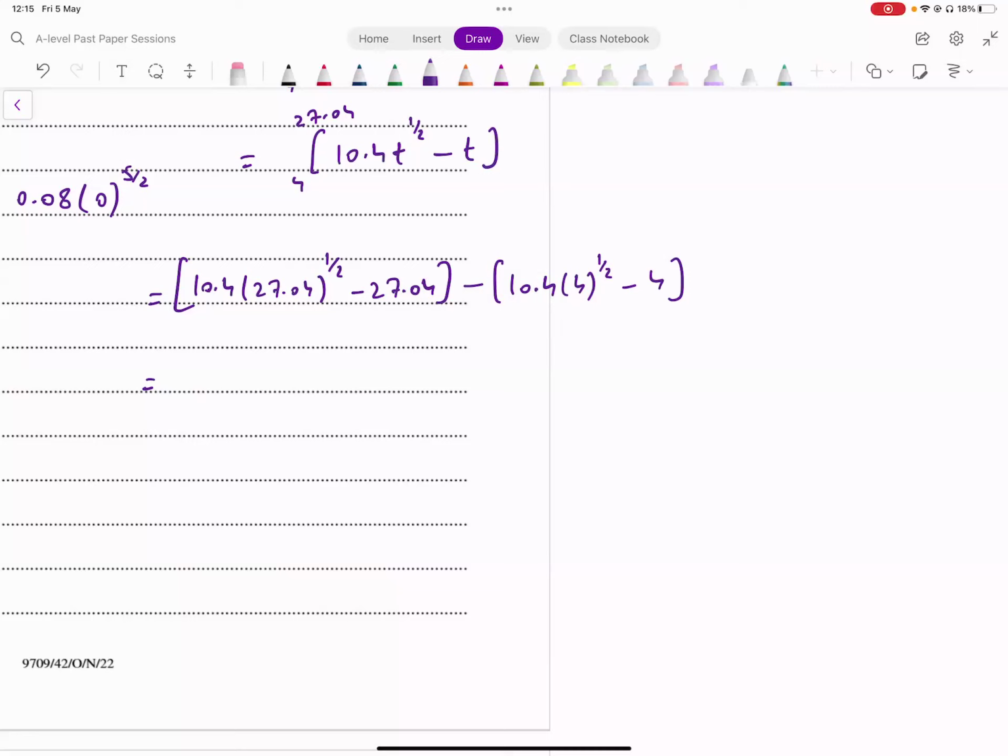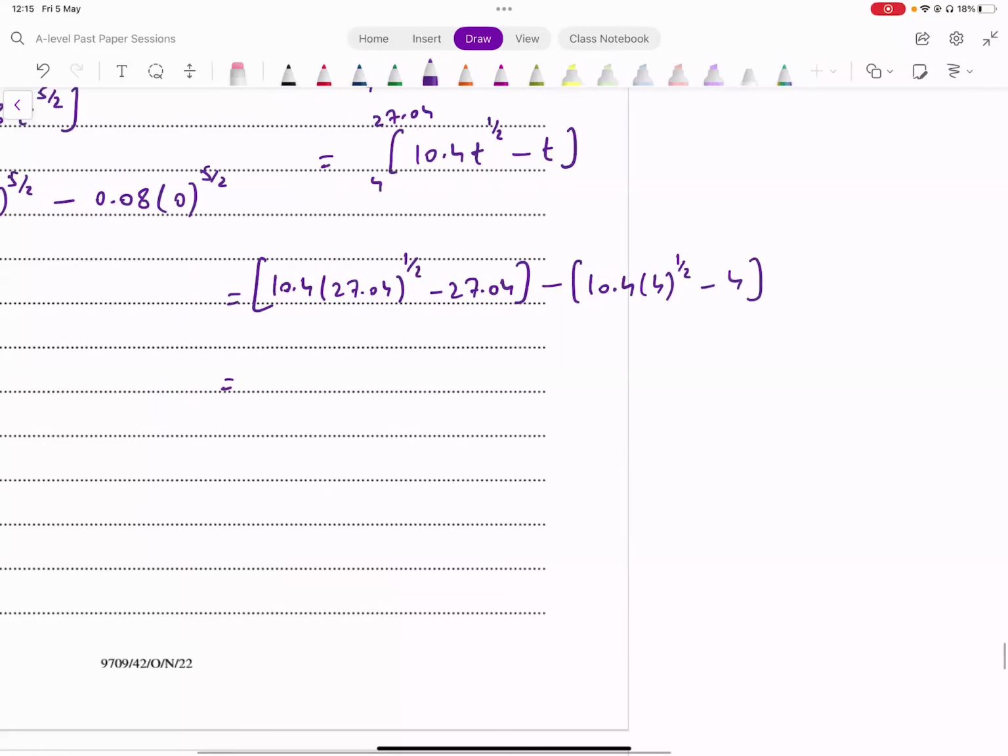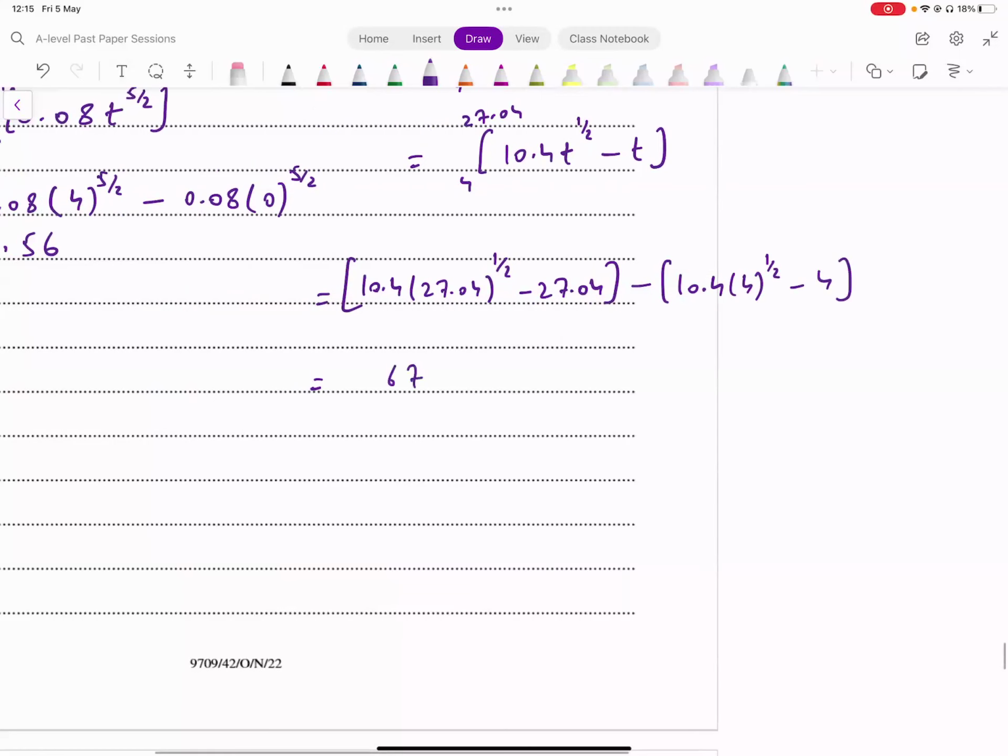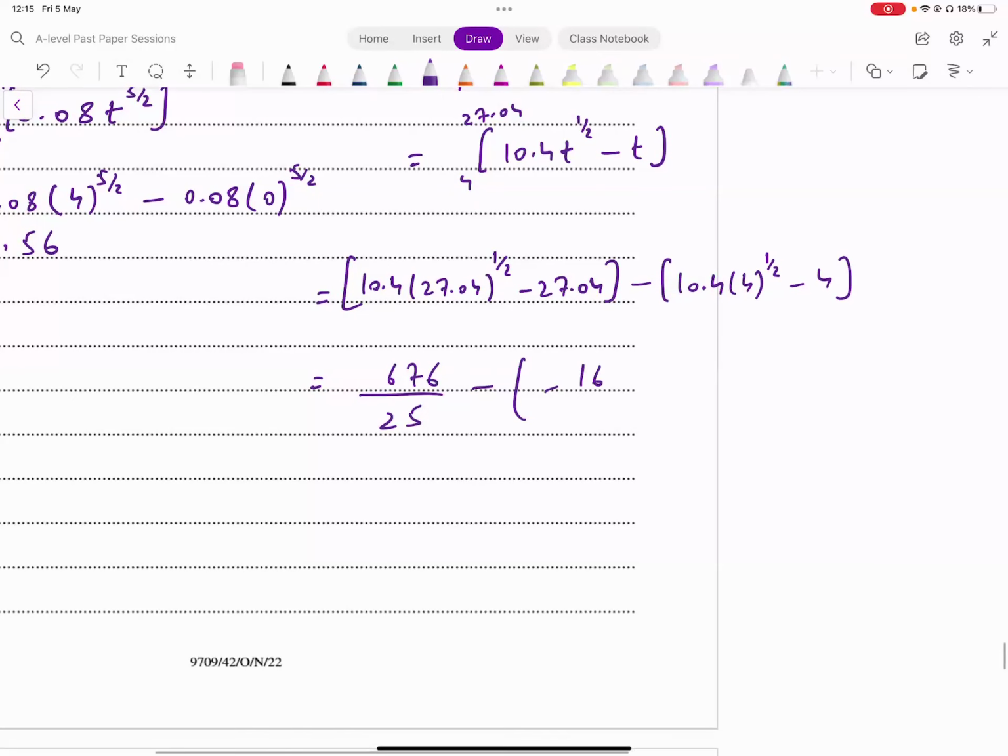10.4 into 27.04 raised to power 0.5, subtract from this 27.04। पहले वाले पार्ट का मेरे पास आ रहा है 676/25, subtract from this the second part, that's 0.4 into 2 minus 4, and that's minus 16 over 5. ये evaluate करें, देखना बस क्या आता है, 676 divided by 25 plus 16 over 5, and that's giving me 30.24.